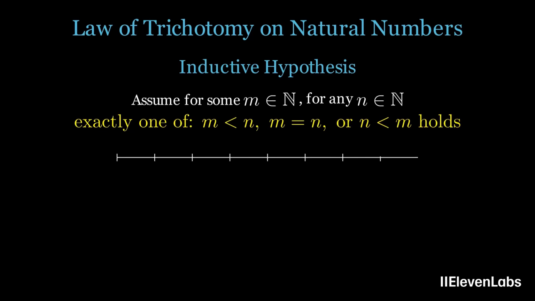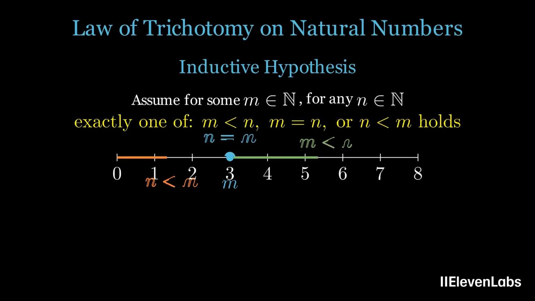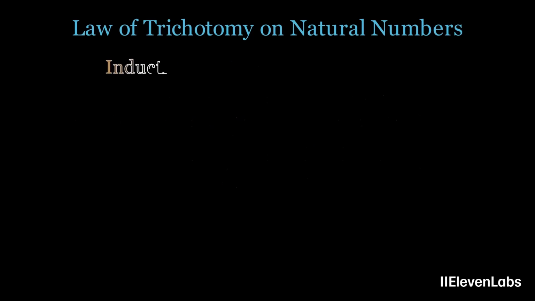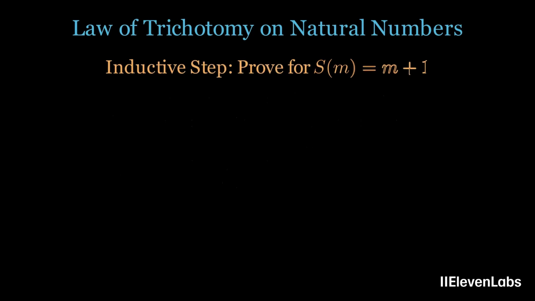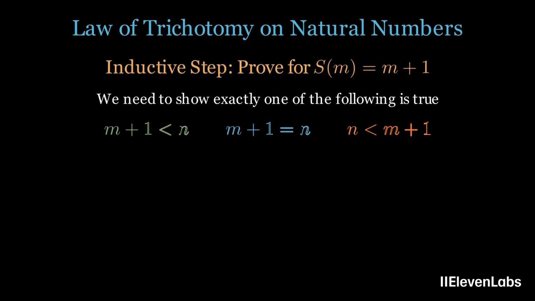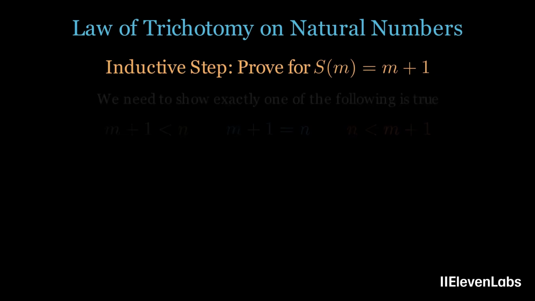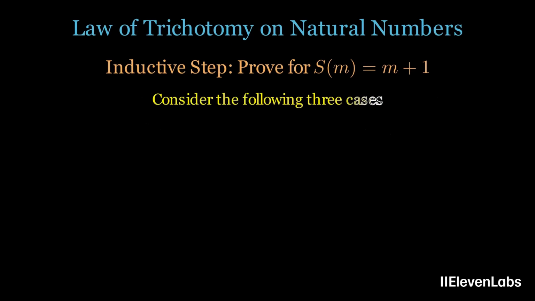Next, assume that the proposition is true for m and for any n. We shall prove that the proposition holds true for s of m, or successor of m, or m plus 1. We need to show exactly one of the following is true. So we consider and analyze the three possibilities in separate cases: case 1, case 2, and case 3.